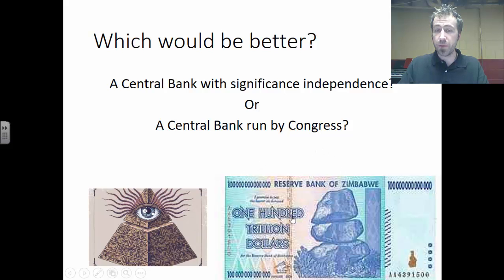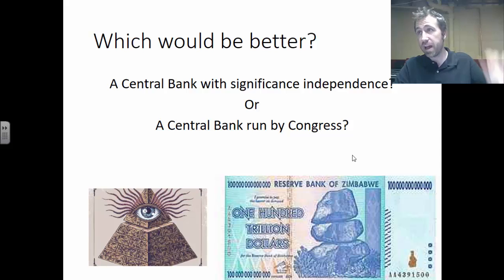Zimbabwe is a country in which the central bank has been run by their government, by their Congress. And this is an actual bill in Zimbabwe, the $100 trillion bill. If you hold this piece of paper, you are a multi-trillionaire. Sounds cool. But in reality, if you go to Zimbabwe and try to buy something with this, you couldn't buy anything with it, because their government had just printed so much money that they had super crazy high inflation, and they had a horrible economy as a result. So that's a potential negative of a central bank run by Congress.